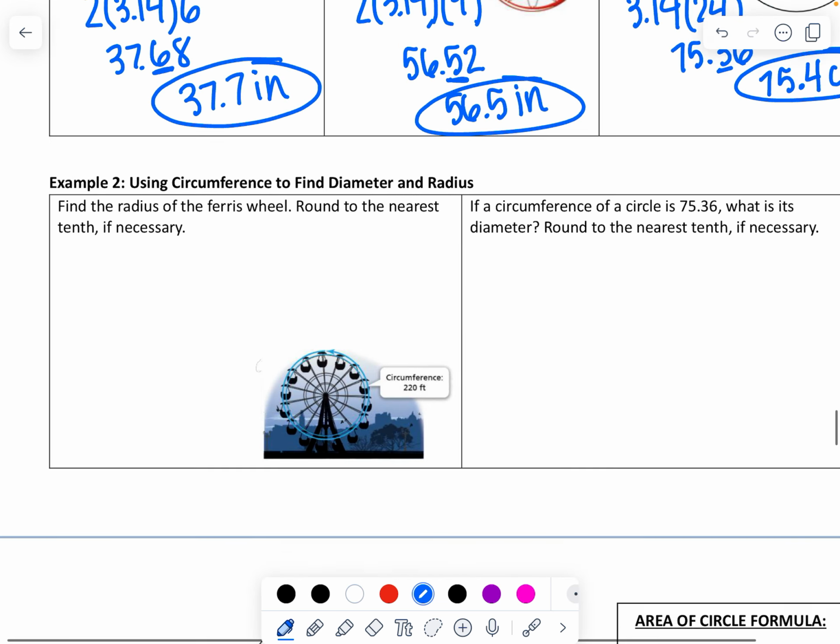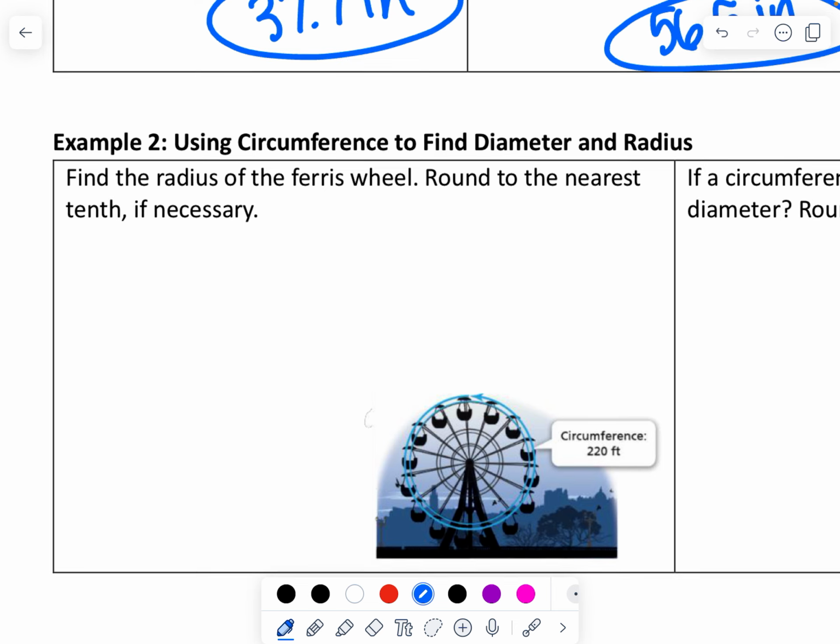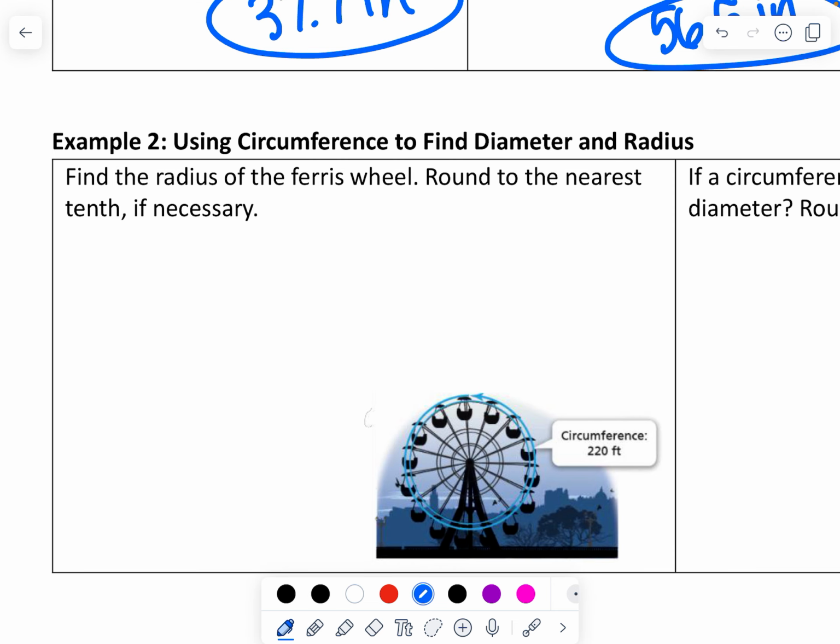So now we're going to be using circumference to find diameter and radius. So we're kind of doing the opposite. It says find the radius of the Ferris wheel, round to the nearest tenth if necessary. It gives us the circumference, so we need to use that to find our radius. So we're looking for radius. That's going to be C equals 2 times pi times r.